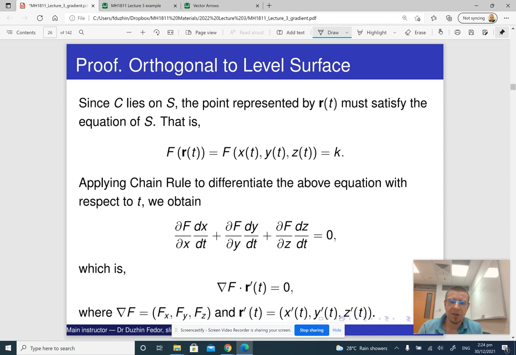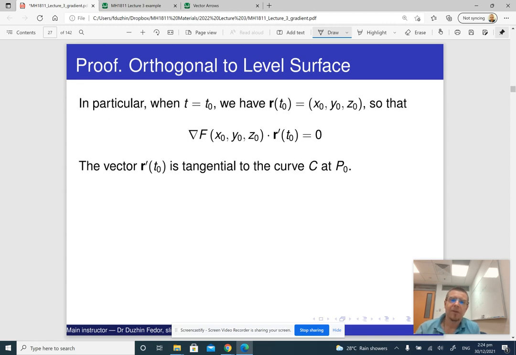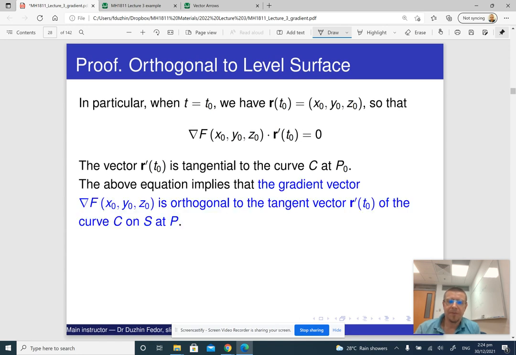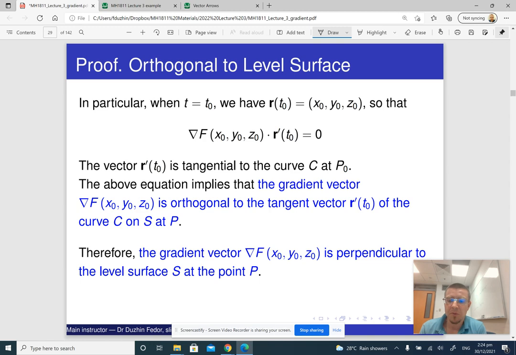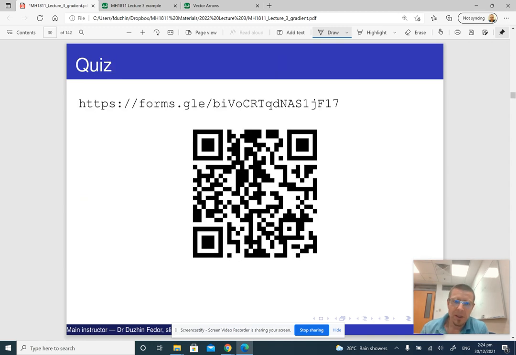So basically, that's it. The rest is just restating the facts, and that's all that there is here. So what we just verified is that the gradient vector is perpendicular to the tangent vector to any curve that lies on the surface, which means that it is perpendicular to the surface itself. All right, so that's all for the second part.